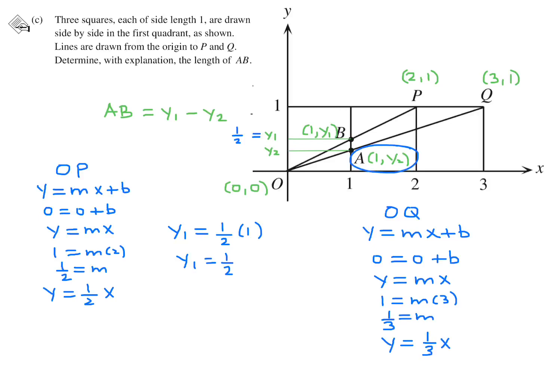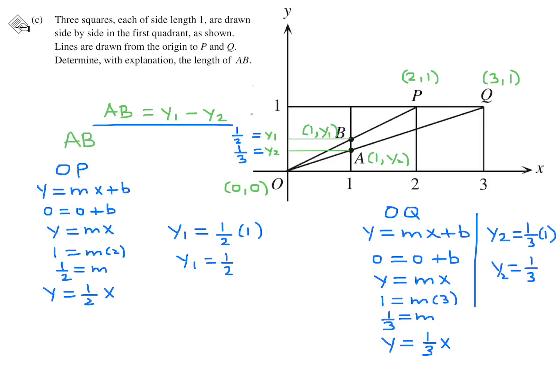Now I plug in that value for the coordinates of A to figure out y2. y2 will be 1/3 times x, and x is 1, and therefore y2 is 1/3. So there you go, put in 1/3 right there. And now I can figure out the length of AB. AB is just y1, which is a half, minus 1/3, and this is equal to 1/6. So that is the length of AB.